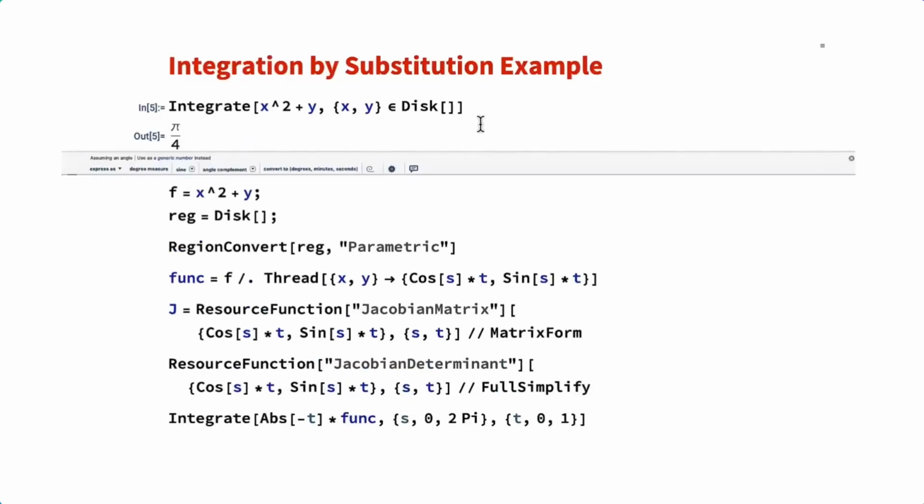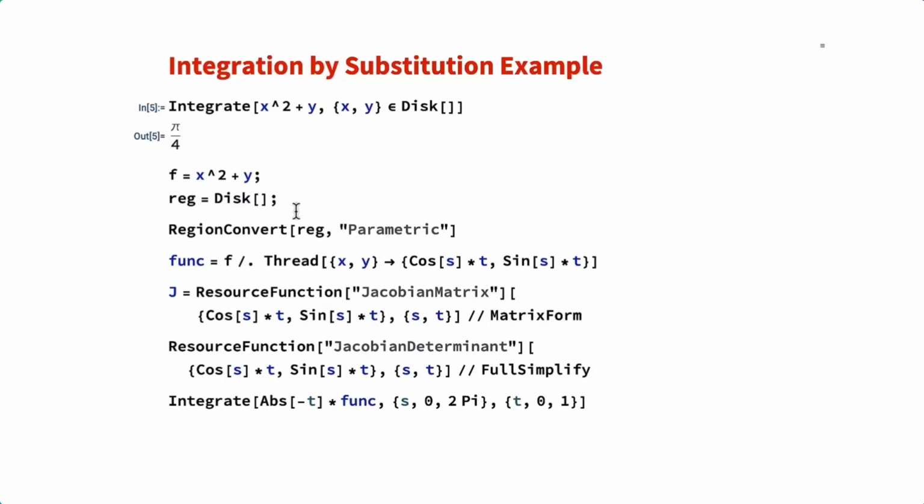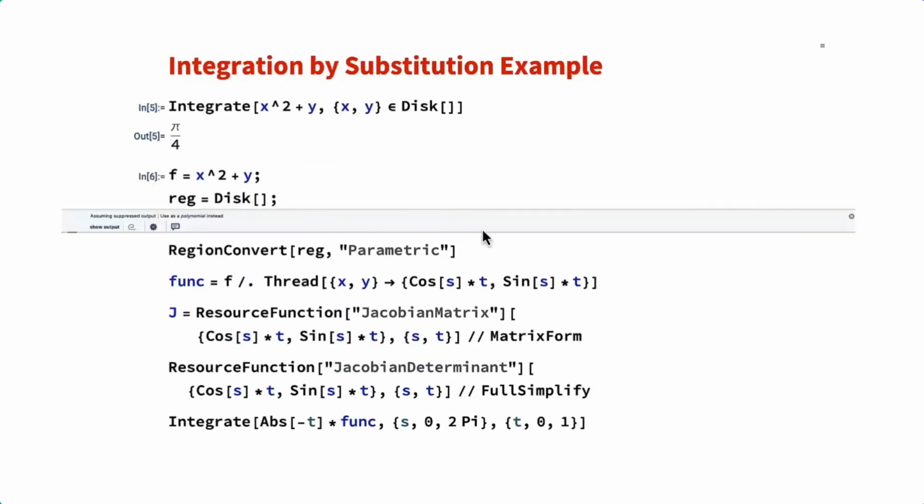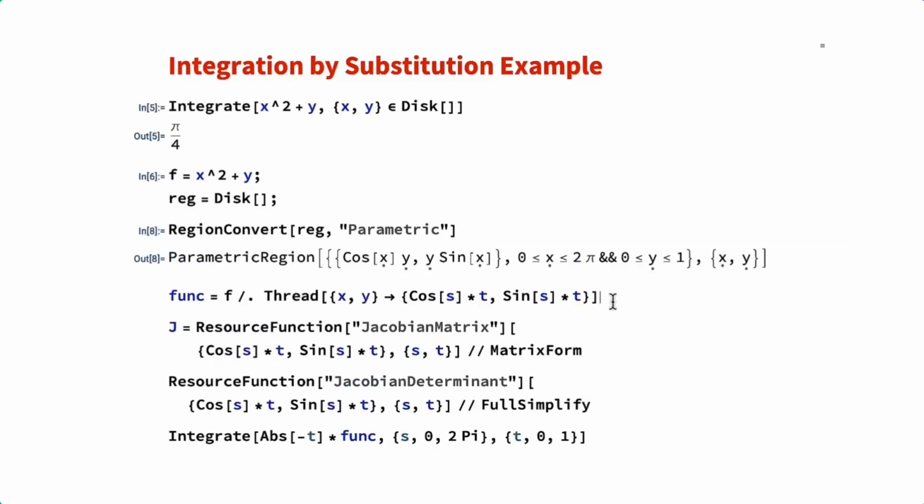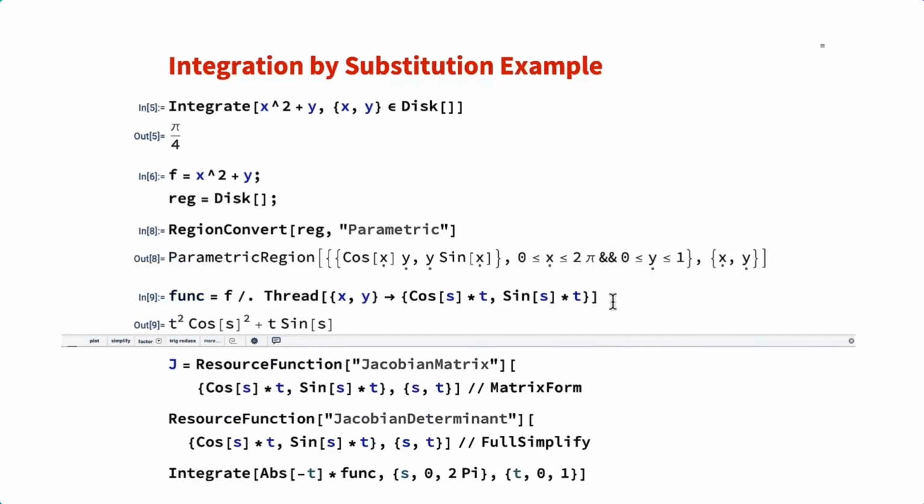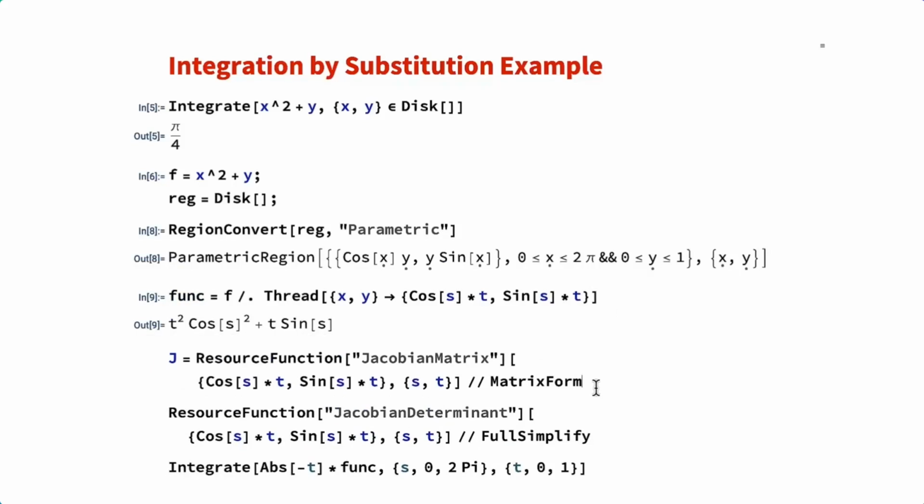In this case, f is x squared plus y, and the region is a unit disk. To get the parametric representation of the region, we can use RegionConvert in the Wolfram Language. And now we substitute variables x and y by their parametric representations, and we get a new function func. Since the integral is a multiple integral, we need to find the Jacobian matrix of substitution. We can use the resource function JacobianMatrix.